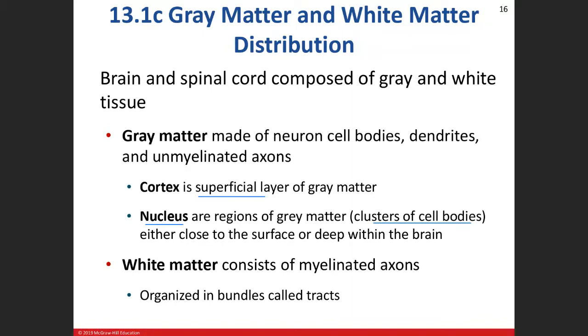So the nucleus is going to be this gray matter that we're going to see inside, which is going to be in the deeper portion of our brain. So the cortex is going to be the superficial, and then the nucleus will be these clusters of cell bodies, gray matter clusters here, that are going to be underneath that surface or deep inside. So I'll show you a picture.